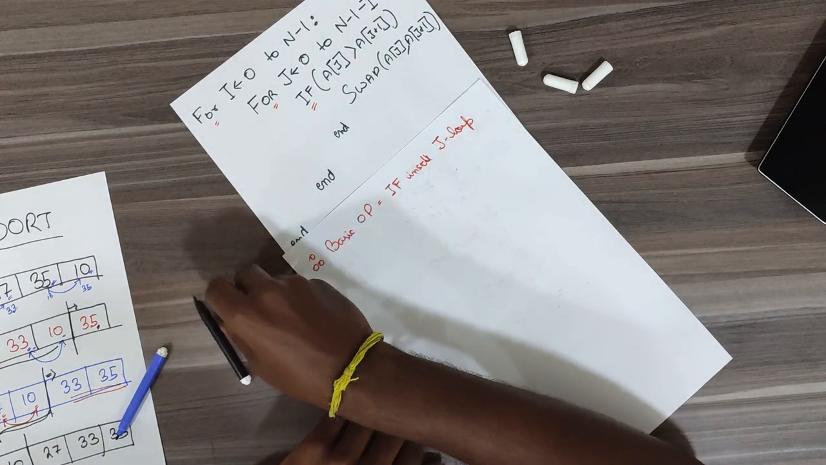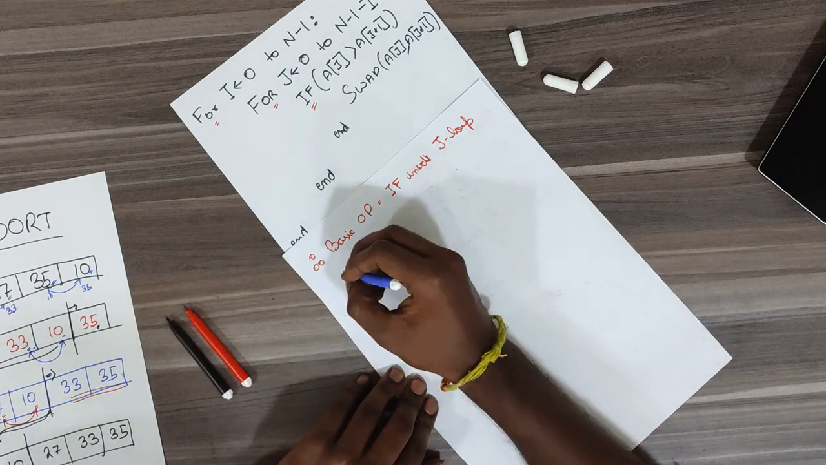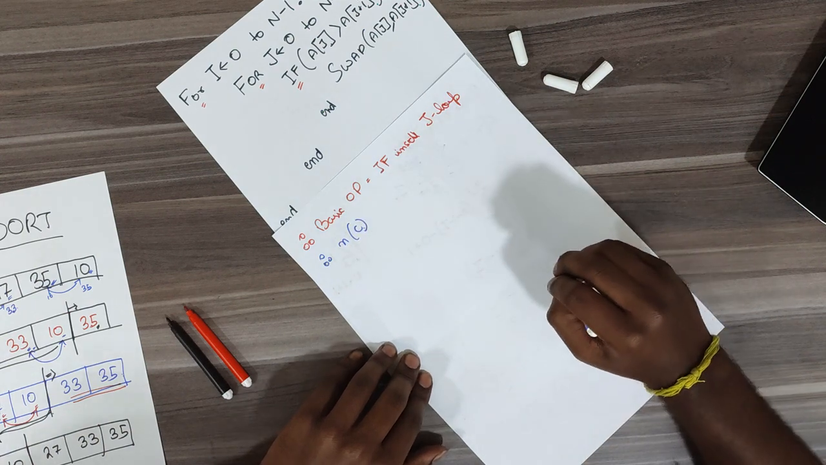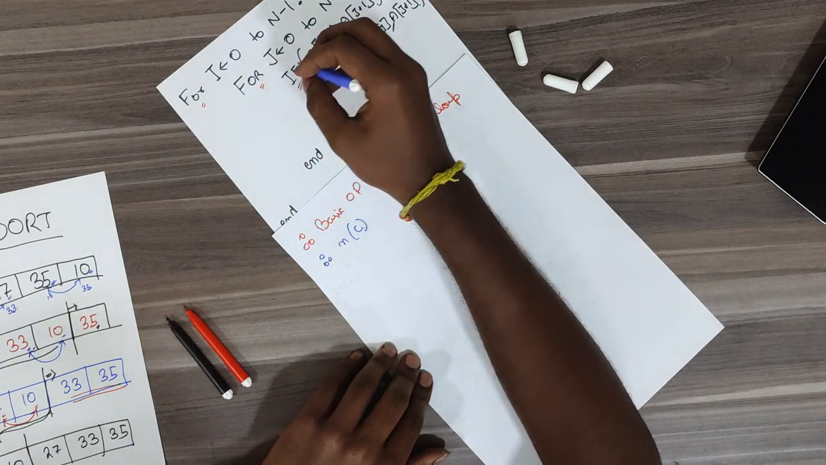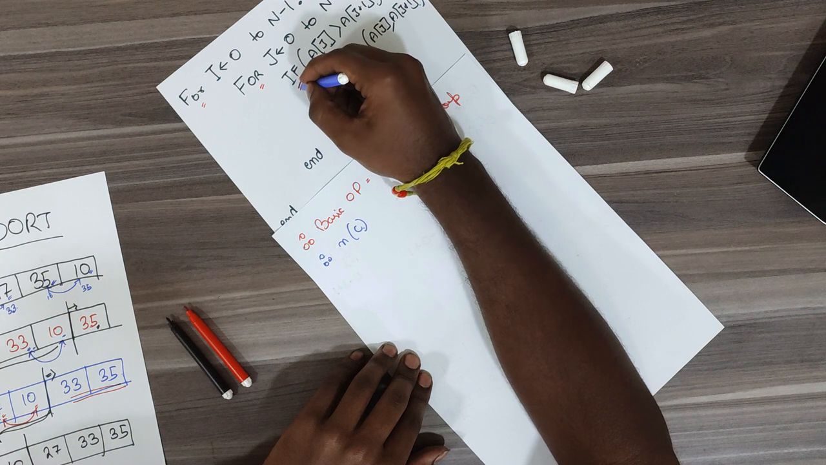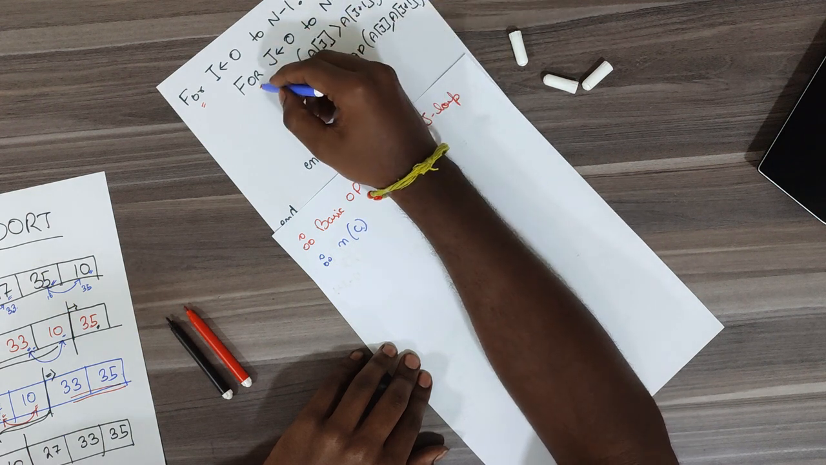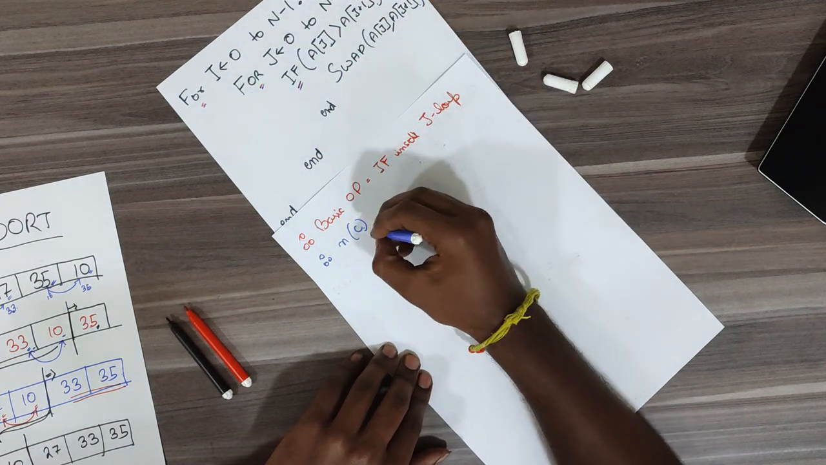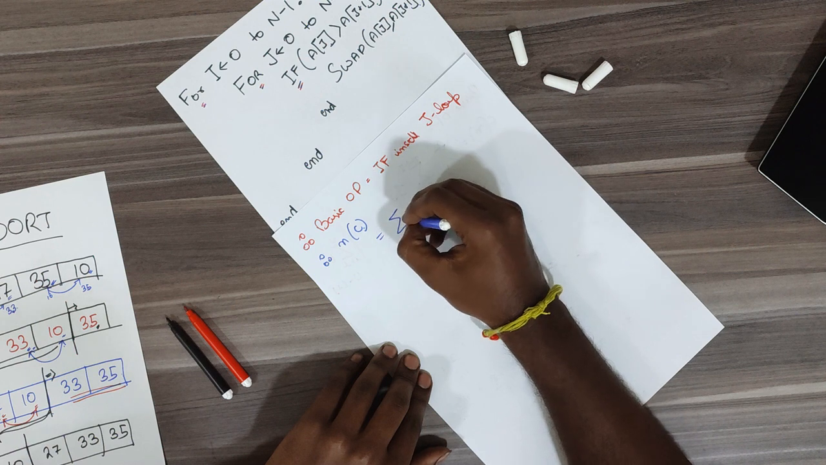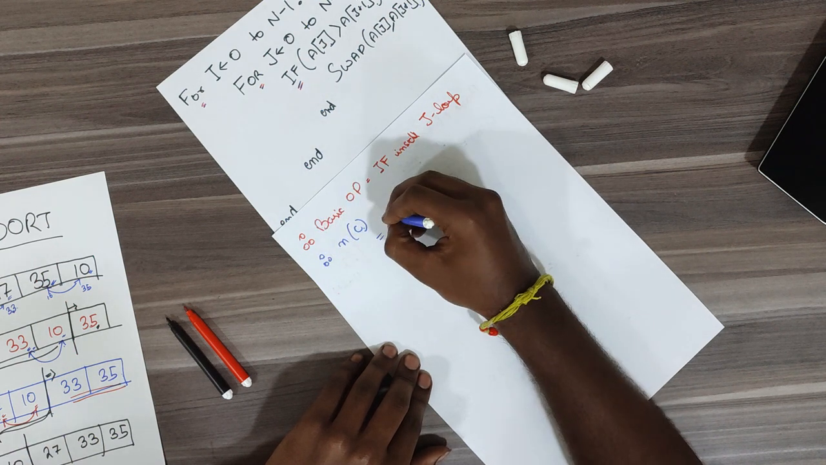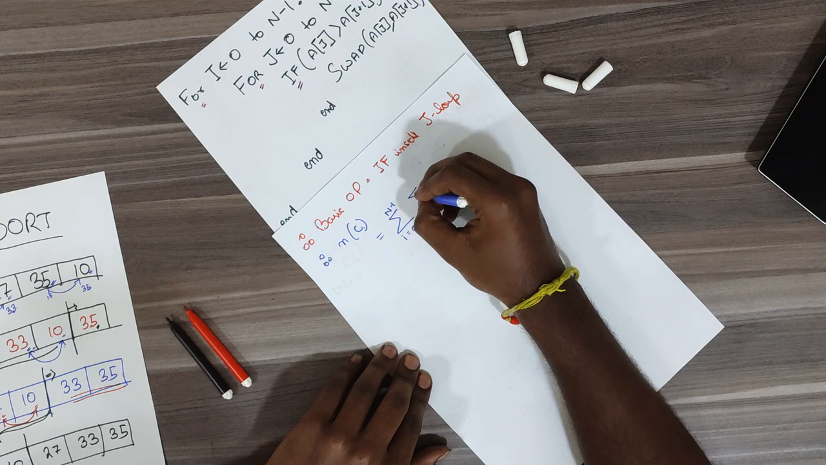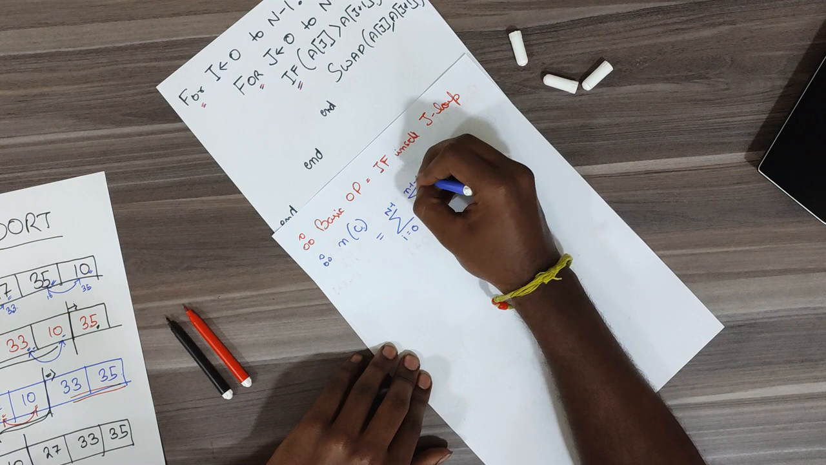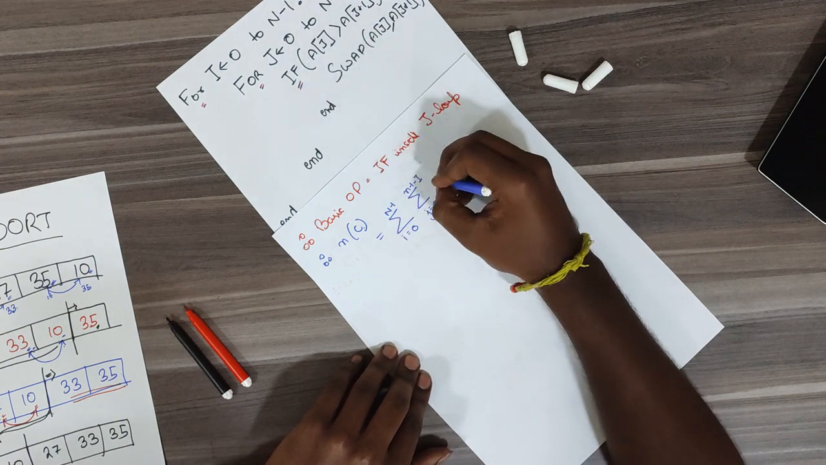Now that we know the basic operation, we have to find the number of times the basic operation is being executed. The number of times the if statement is executed is the number of times the outer loop executes times the number of times the inner loop executes. The outer loop runs from i equals 0 to n minus 1, whereas the inner loop runs from j equals 0 to n minus 1 minus i. And the number of times the if statement is executed is 1.